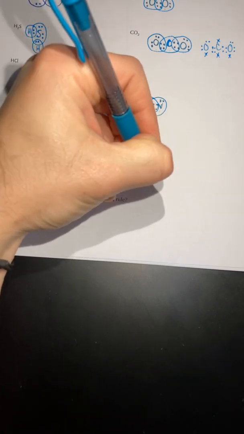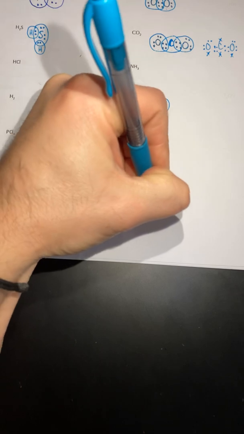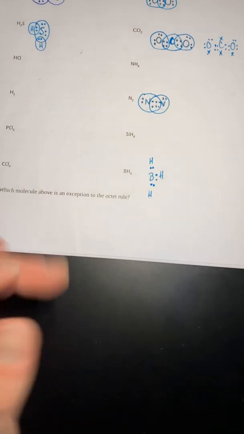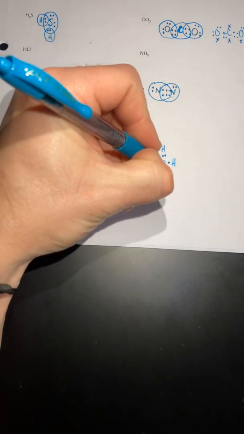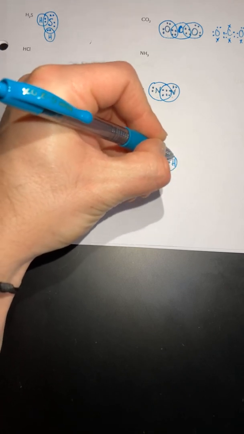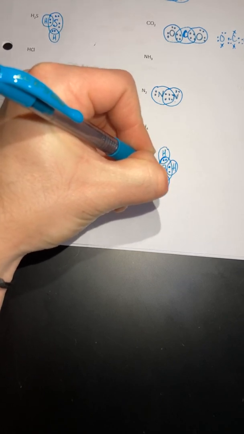So boron has 3 valence electrons. Hydrogen has 1 apiece, and there's 3 hydrogens. Look, there's not even 8 electrons in this entire compound. So boron is an exception to the octet rule. Okay? Hydrogen ends up with 2. This hydrogen ends up with 2. This hydrogen ends up with 2. Boron ends up with 6. So that's an exception. So this says which molecule above is an exception to the octet rule? It's that. That's only 6. Yep, it is.